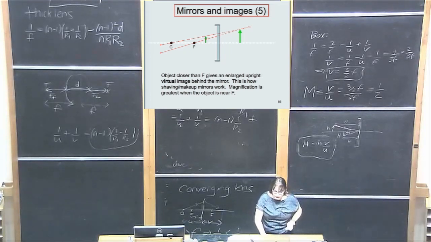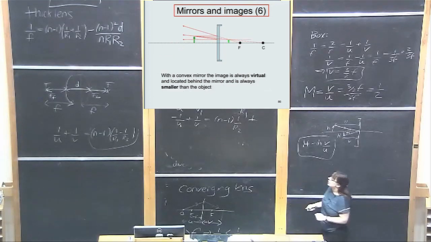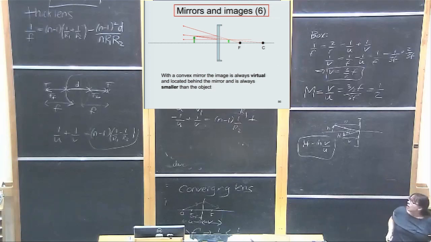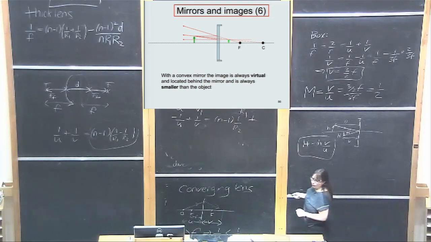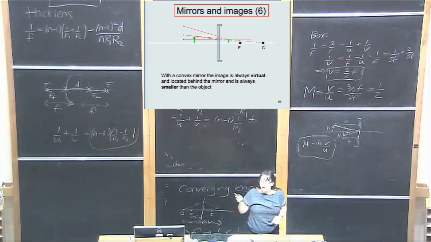There's far more detail than I ever want to see. So that is those kinds of mirrors. And then finally, we've got the convex type mirror, and these always produce virtual images. They're always upright and they're always reduced.